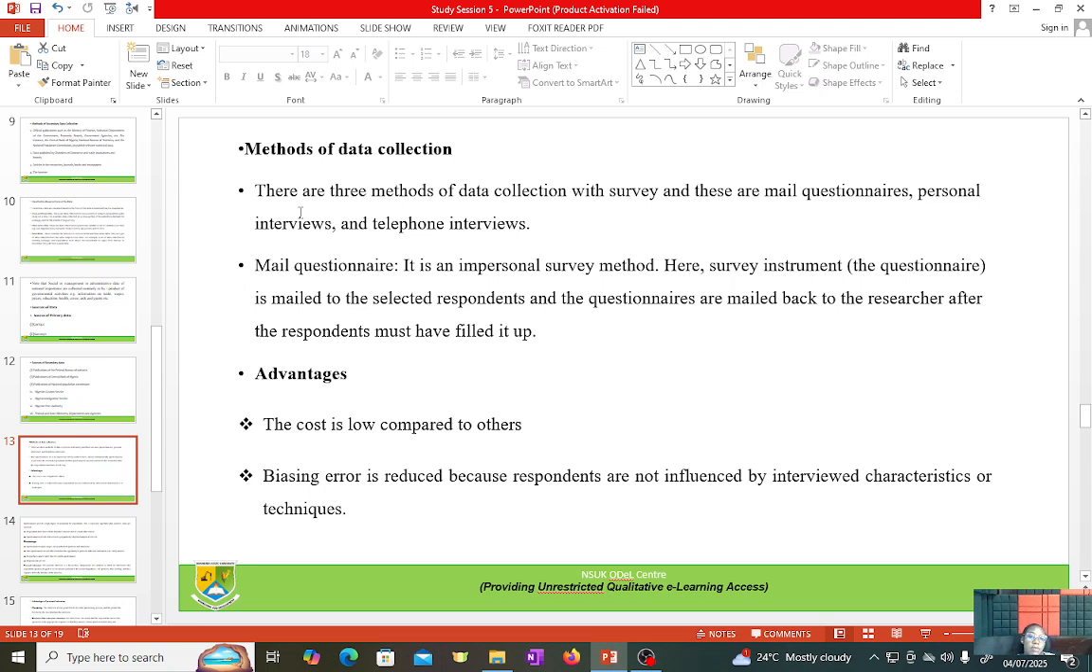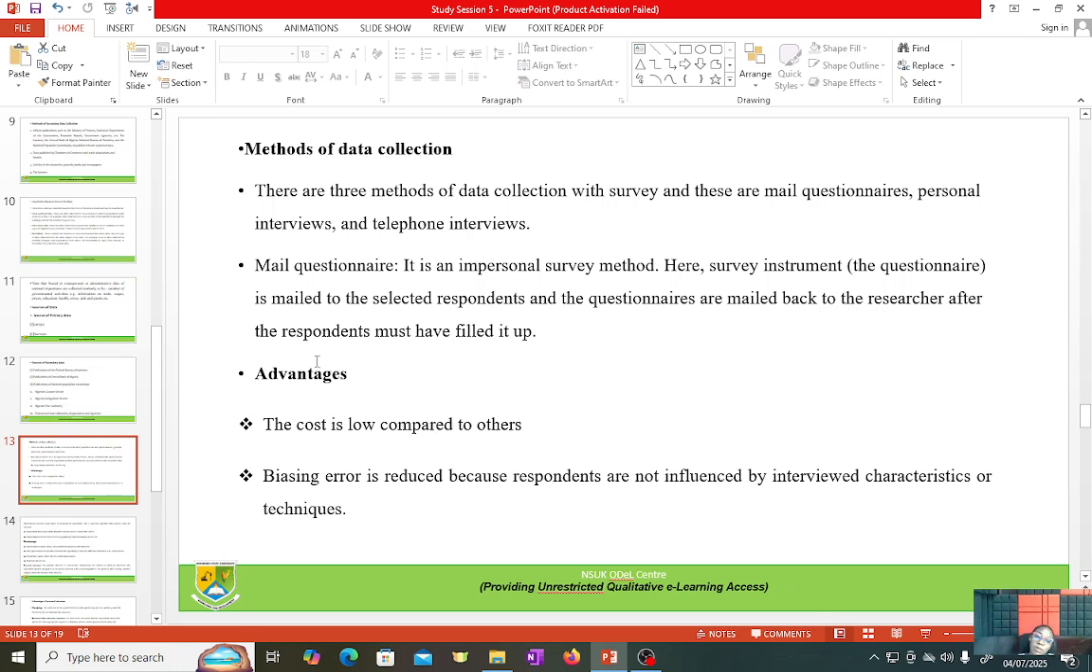So continuing with the methods of data collection, discussing under survey, there are three methods of data collection with survey, and these are mail questionnaires, personal interviews, and telephone interviews. Mail questionnaires are an impersonal survey method. Here, the survey instrument, that's the questionnaire, is mailed to the selected respondents, and the questionnaires are mailed back to the researcher after the respondents must have filled it up.